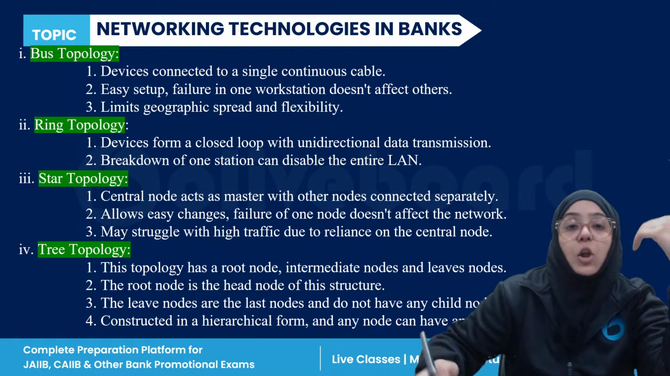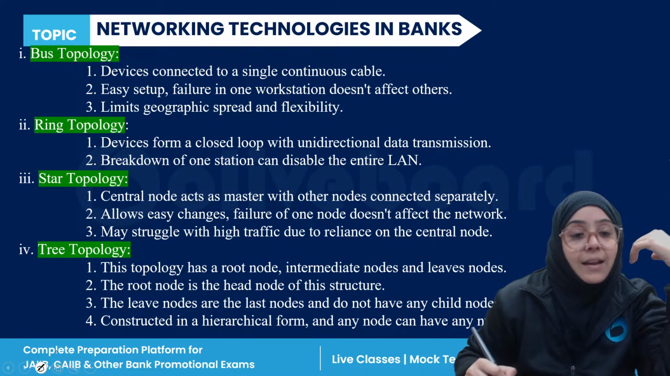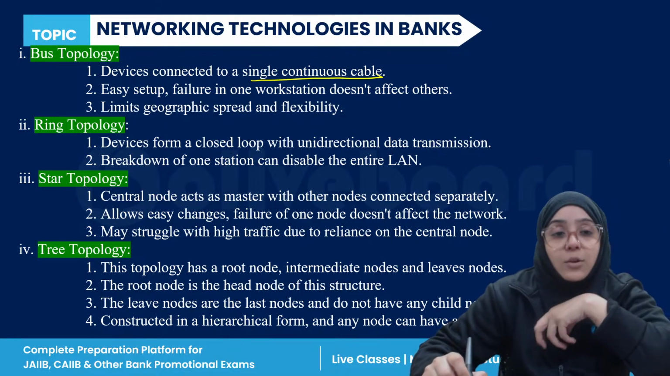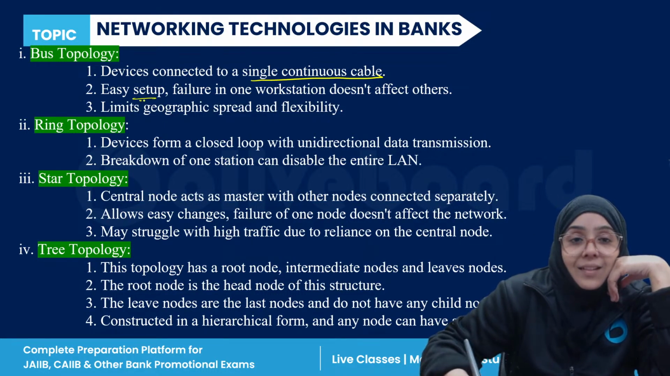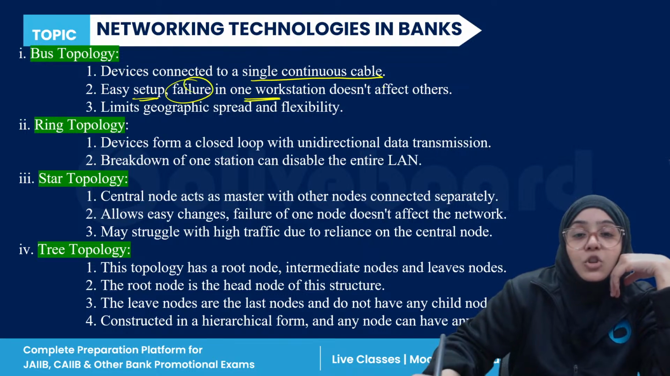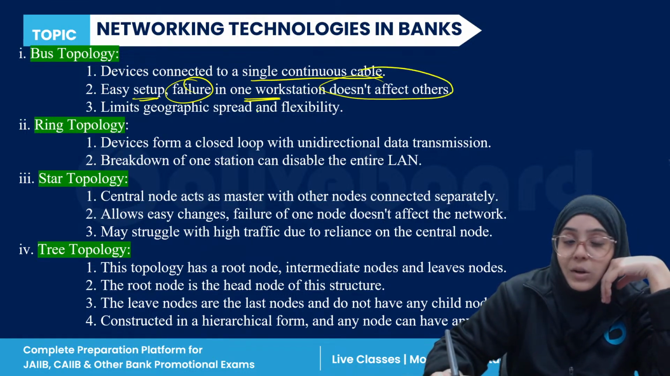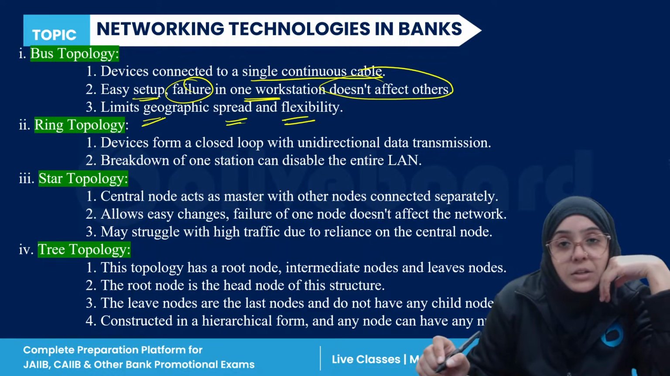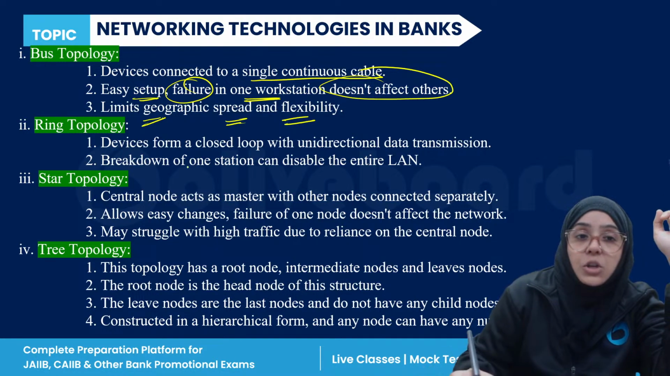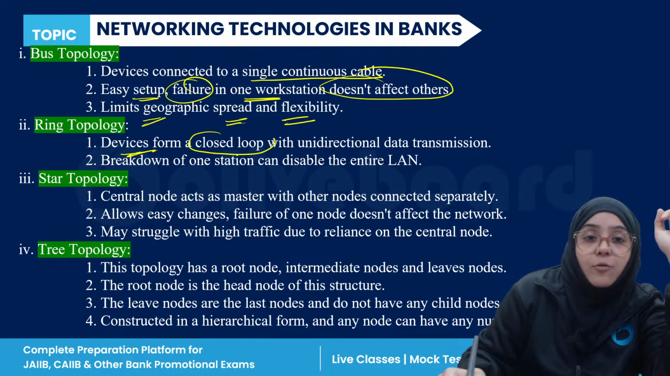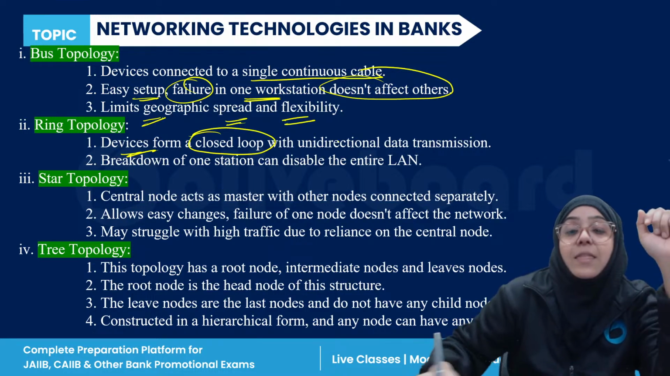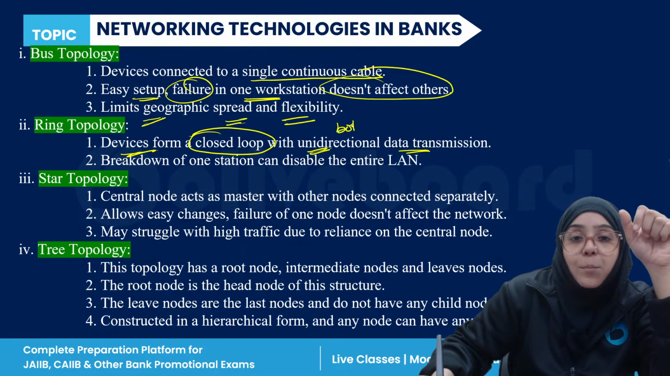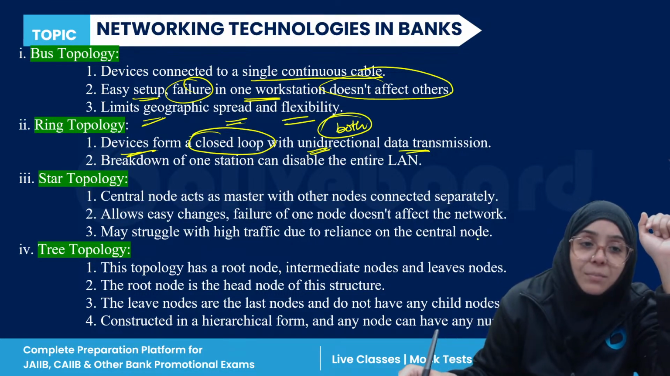Very simple. Bus topology: devices are connected to a single continuous network. So devices are connected to what? A single continuous network. It has an easy setup, and failure in any one workstation doesn't affect the other workstations. But it limits the geographical spread and flexibility. Second, there is the ring topology. Devices are connected and form a closed loop, and there is unidirectional data transmission. Unidirectional means data is transmitted in one direction.